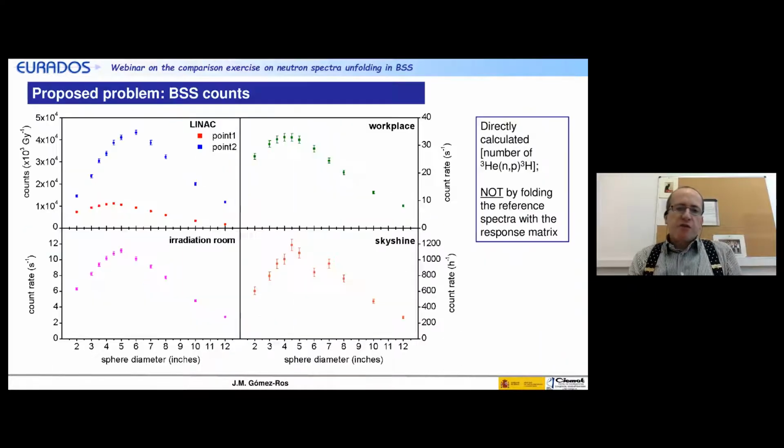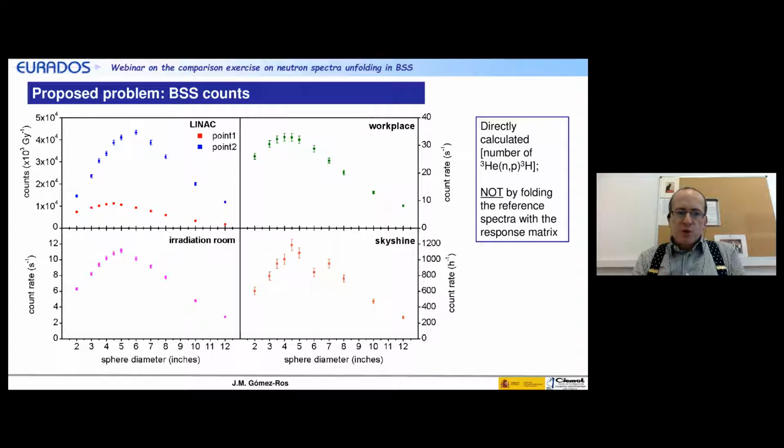For every one of these 4 scenarios, we calculated directly what was the number of counts for the different spheres. It's important to emphasize that these counts were directly calculated, not by folding the spectrum with the response matrix. So we tried to simulate what was, or what should be, the physical measurement process. In addition, we perturbed the calculated counts via uncertainty that was typical for the problem we were considering: LINAC, workplace, irradiation room, and sky-shine. This will be discussed more in detail in the next two presentations.